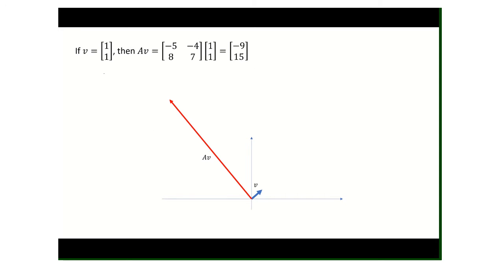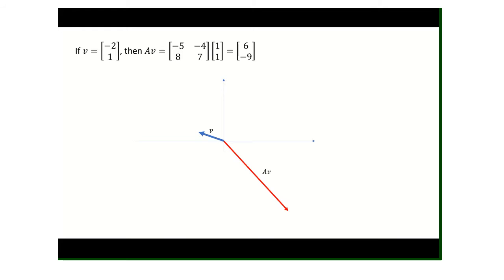Do it again with some other examples. 1, 1. So we have the vector 1, 1 right there. Multiply it out. What do you get? You get negative 9, 15. So you get this big vector up here. Negative 2, 1. So you start out with a vector here. Multiply it out. You get 6, negative 9. A vector down here. So this is just matrix vector multiplication. We're transforming one vector into another vector through the multiplication process.